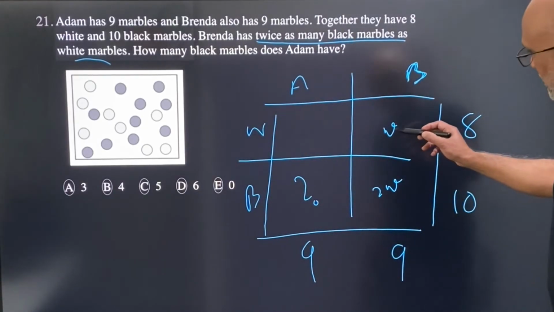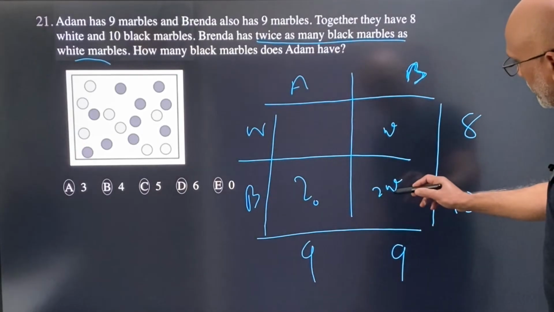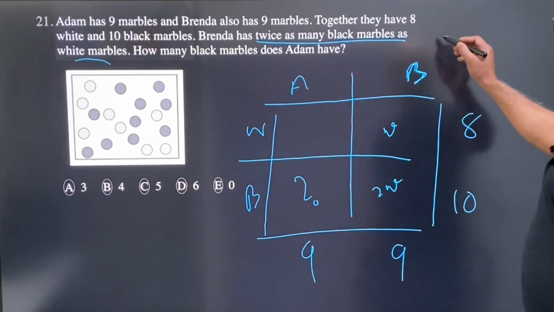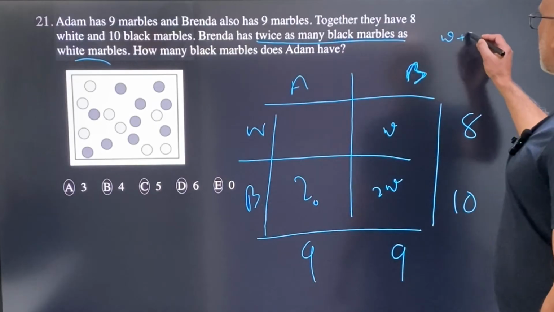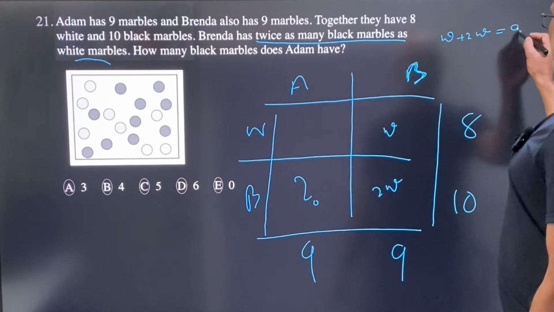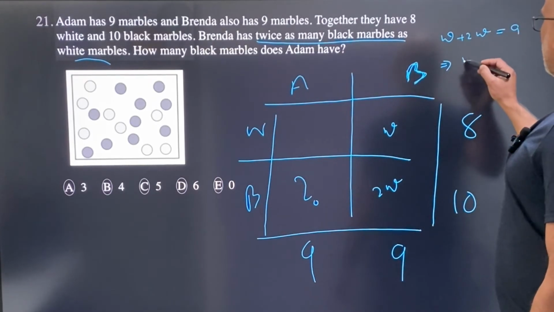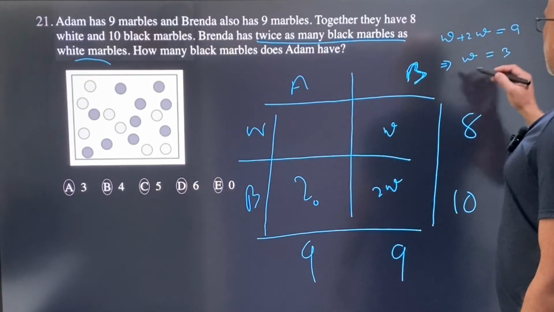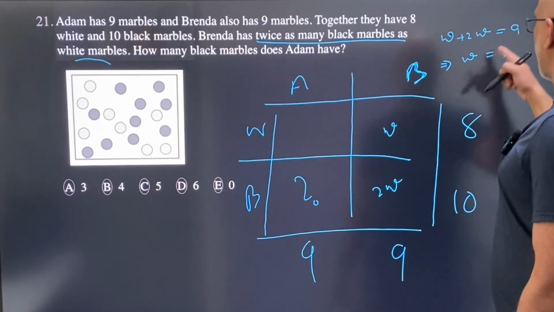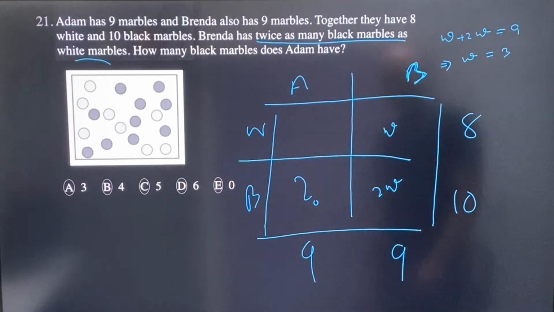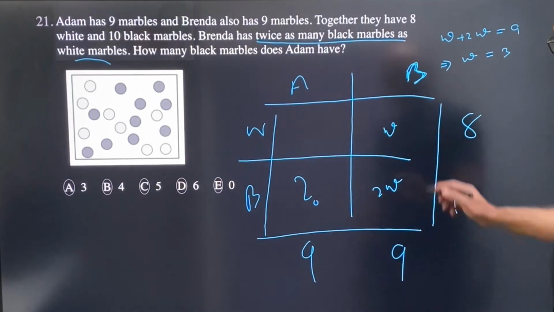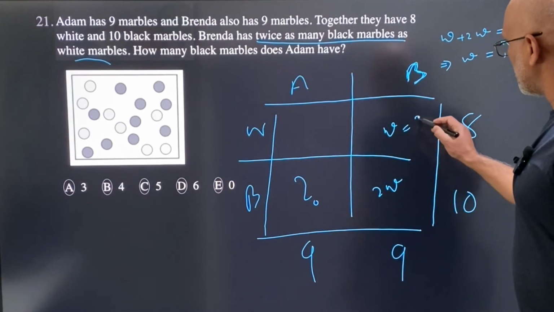Alright, so this is the information that we have. Here we can see that w plus 2w has to be 9. So this tells me w has to be 3, right? So 3w is 9. So w is 3. So this is 3. So this is then 6.